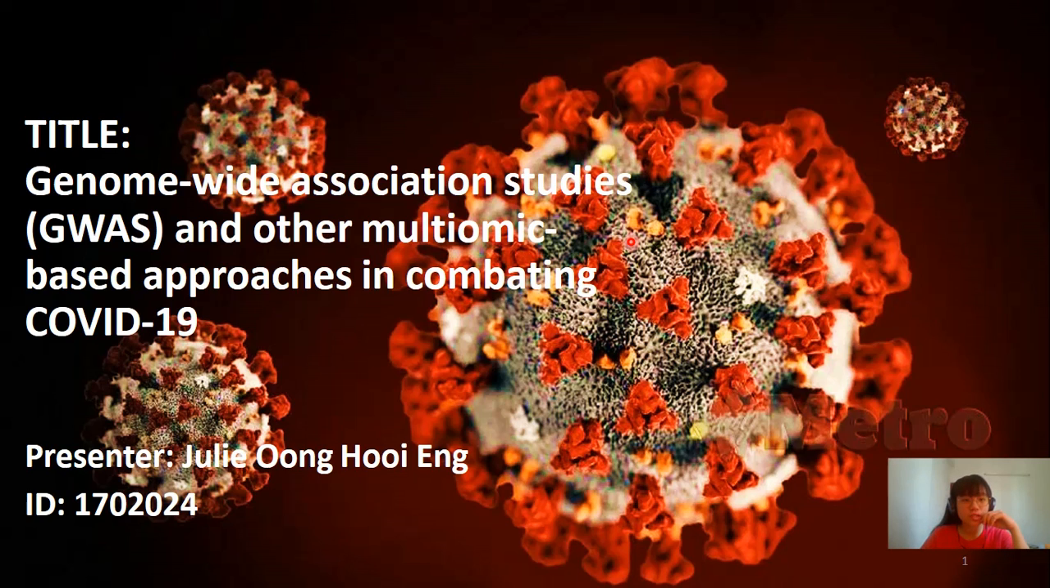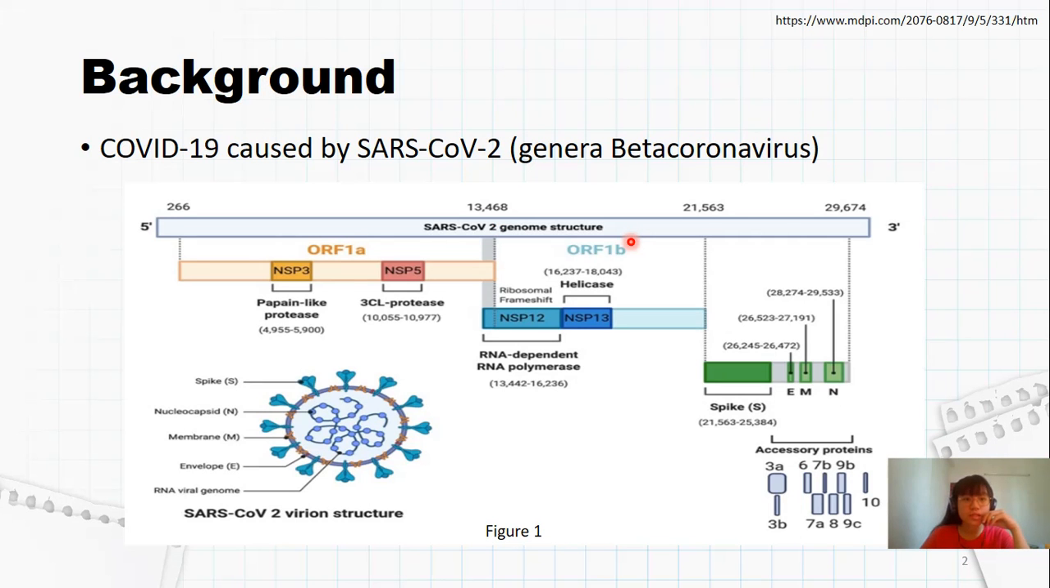The title of my presentation is GWAS and other multi-omic-based approaches in combating COVID-19. First, COVID-19 is a pandemic infectious disease caused by SARS-CoV-2, which belongs to the genus beta coronavirus, and this virus has 6 ORFs. The accessory protein of SARS-CoV-2 is unique in terms of the number, genomic organization, sequence, and also the functions. SARS-CoV-2 is an enveloped virus covered by spike proteins, containing plus single-stranded RNA within nucleocapsid protein.